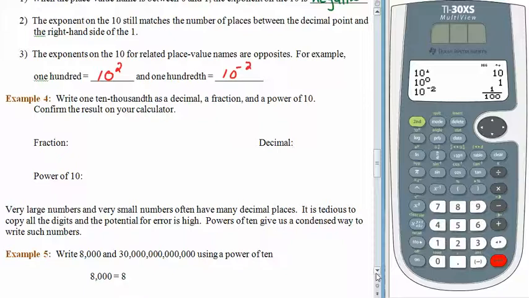We would like to write 1/10,000th as a decimal, a fraction, and a power of 10. This is like the example we did on the previous page, but now you have that chart all covered up. So try not to look at it, pause your recording, and come back to see me when you are done.